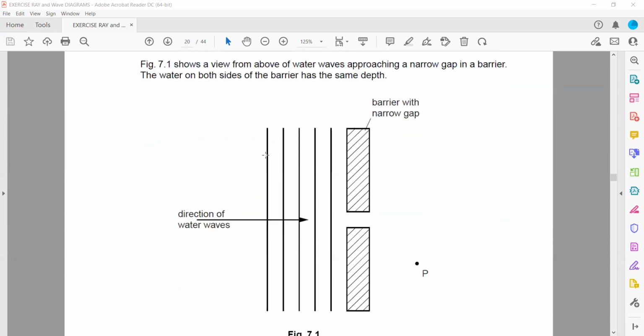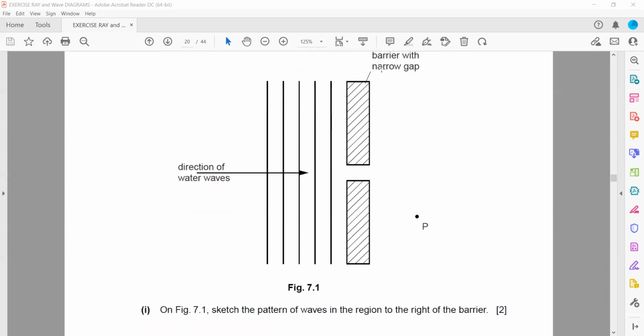Figure 7.1 shows a view from above of water approaching a narrow gap. The water on both sides of the barrier is the same depth. So we have to complete the pattern. Whenever the wavelength and gap size are approximately equal, there is maximum diffraction. As a result of maximum diffraction, the wave will spread out more. Using a compass, you will draw it, and keep in mind that this wavelength should be equal to what we drew, because the wavelength does not change as the medium does not change.